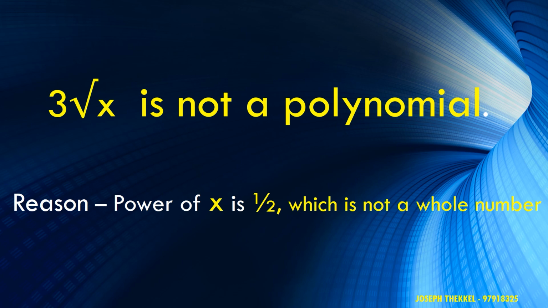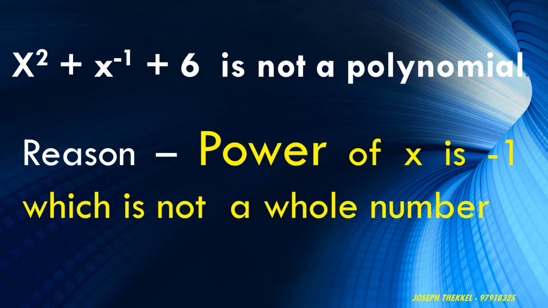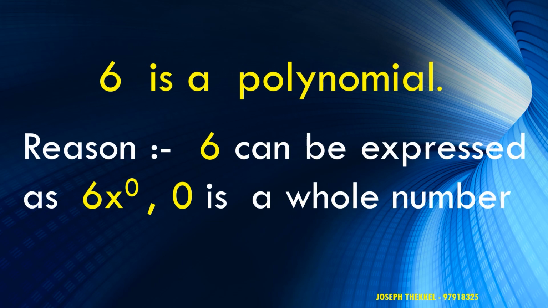3√x is not a polynomial. Reason, the power of x is 1/2, which is not a whole number. x² + x⁻¹ + 6 is not a polynomial. Reason, the power of x is −1, which is not a whole number. 6 is a polynomial. Reason, 6 can be expressed as 6x⁰. 0 is a whole number.